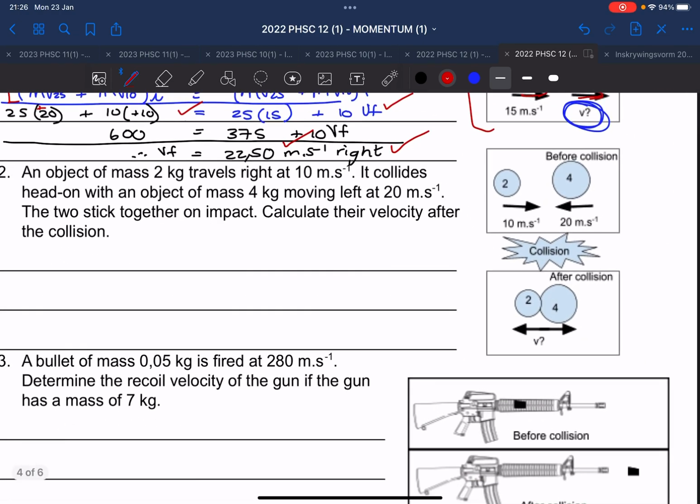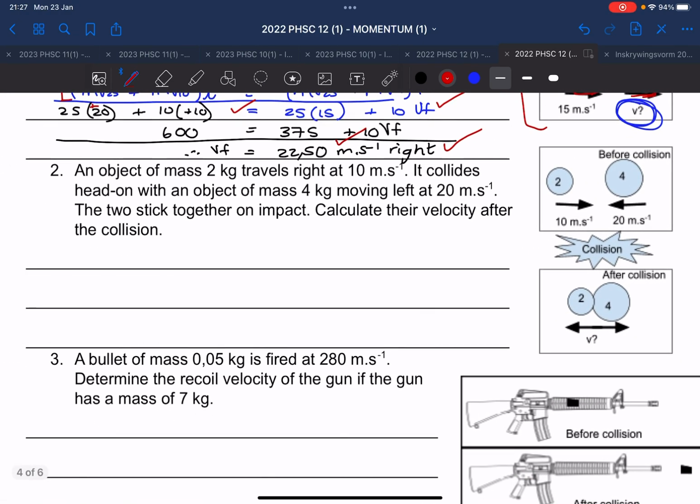Okay, let's look at another one. It says, an object of mass 2 kg travels right at 10 meters per second. It collides head on. Now that's a clue that they moved in opposite directions. So we have to be very careful that we choose a positive direction and that we stick with it and use it. Head on with an object of mass 4 kilograms moving to the left at that. The two stick together on impact. Calculate the velocity after the collision.